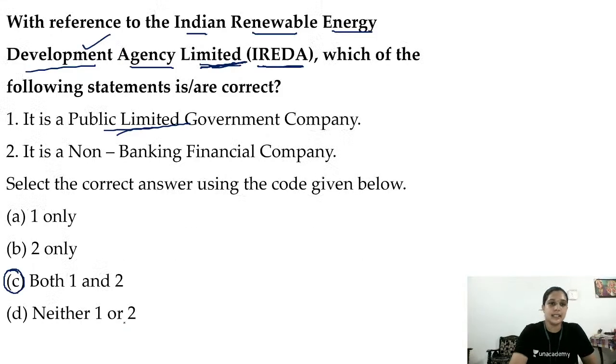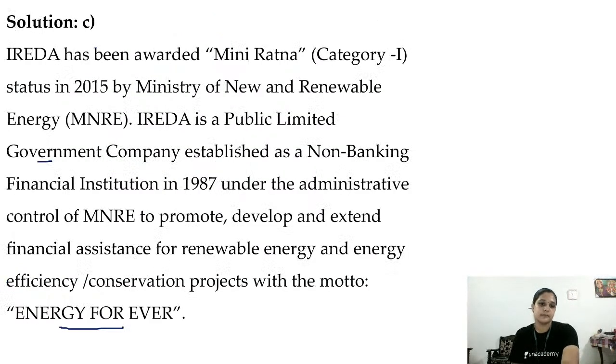Clear? See, unless it is a government company, you can't have the term Indian. It should be a government public sector company. Only then can you claim the name Indian. So the government company is right, and here itself they have given limited, so public limited government company is right. Development means they are giving some funds, so it's a non-banking financial company, right? Clear? Yes.